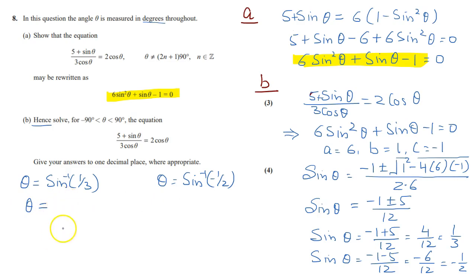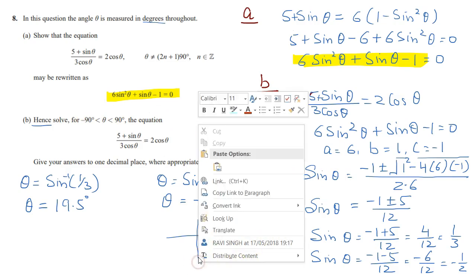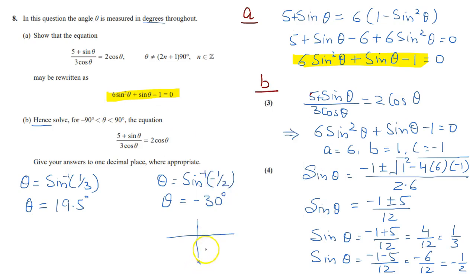So theta will be 19.5 and here theta will be minus 30 degree. Our range is minus 90 to plus 90 and this angle is minus 30. So that is the solution.